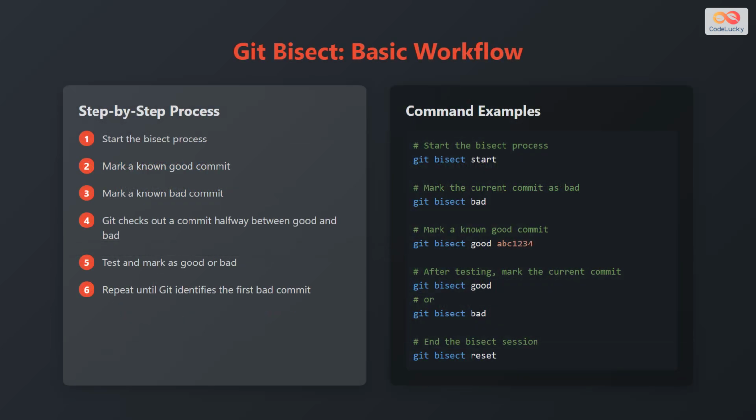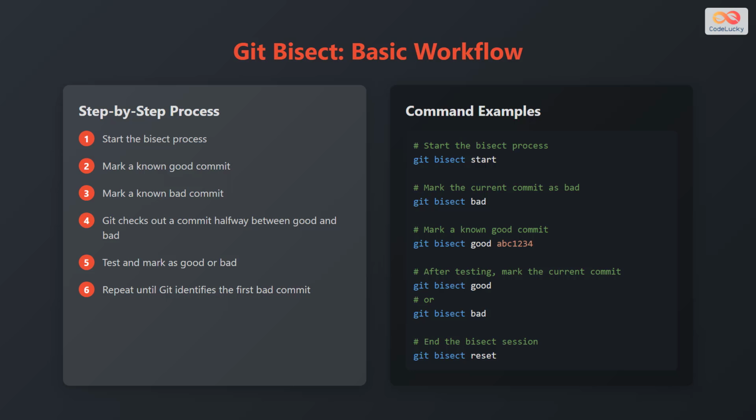Git Bisect. Basic workflow. Step 1. Start the bisect process. Step 2. Mark a known good commit. Step 3. Mark a known bad commit. Step 4. Git checks out a commit halfway between good and bad. Step 5. Test and mark as good or bad. Step 6. Repeat until Git identifies the first bad commit.